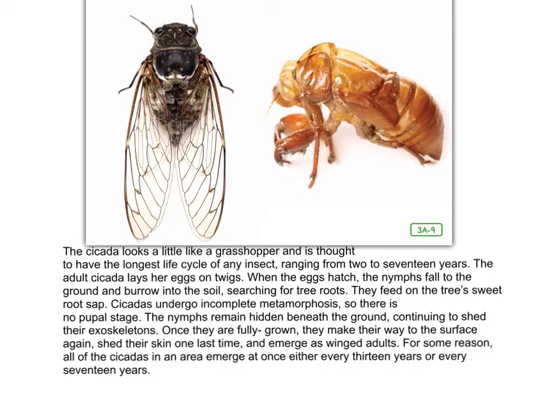Cicadas undergo incomplete metamorphosis, so there is no pupal stage. The nymphs remain hidden beneath the ground, continuing to shed their exoskeletons. Once they are fully grown, they make their way to the surface again, shed their skin one last time, and emerge as winged adults. For some reason, all of the cicadas in an area emerge at once, either every 13 years or every 17 years.